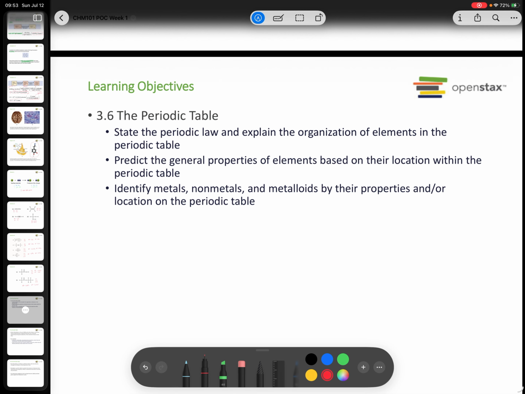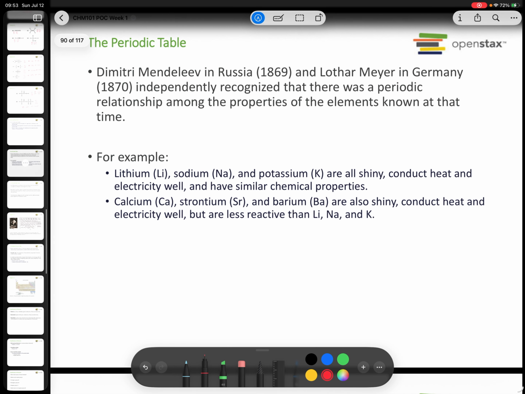So objective natin dito is to state the periodic law, explain how the periodic table is organized, and predict general element properties from position, and identify yung metals and metalloids, no? So important dito yung predict yung general properties ng elements, no? Based sa location nila sa periodic table.